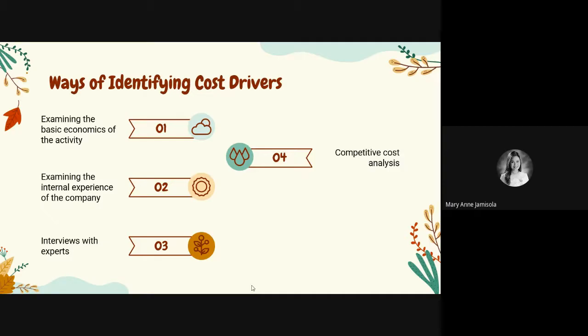Then the last way of identifying cost drivers, the final method, is competitive cost analysis. By calculating the competitors' relative costs of value chain activities and pinpointing their specific cost drivers, managers and accountants can understand why a company does or does not possess competitive advantage. And we can also recommend to management opportunities to improve the firm's competitive positioning.